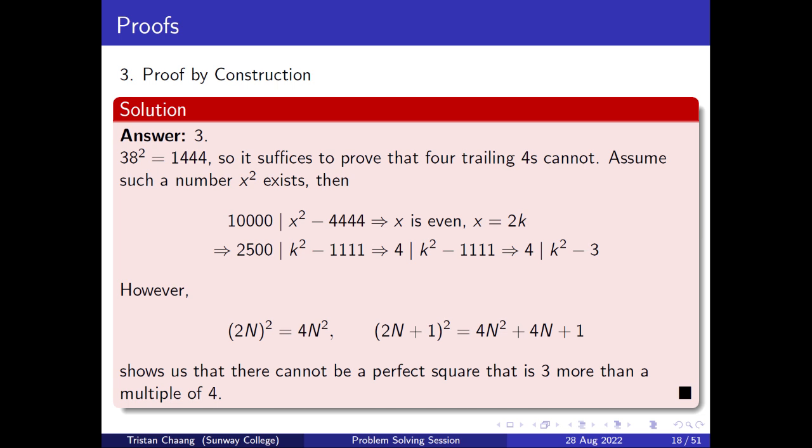So whenever you have information, just use it. It doesn't matter if you think that it's going to help in your solution. If it's found that it's even, just substitute 2k into it. Then you can simplify this relation, right? So now it's 4k squared minus 4444. I can divide by 4. That will mean 2500 divides k squared minus 1111, right?